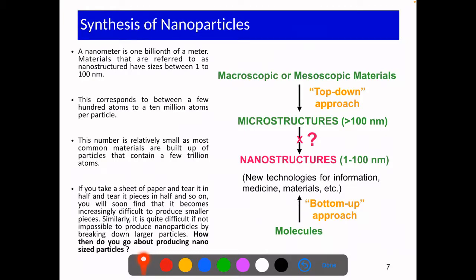So we want to be able to obtain these things in a range of 1 to 100 nanometers. Should we go this way or should we go down this way? As you know, a nanometer is one billionth of a meter. Materials that are referred to as nanostructures have sizes between 1 to 100 nanometers. So you have to have an idea about what to call a nanomaterial.